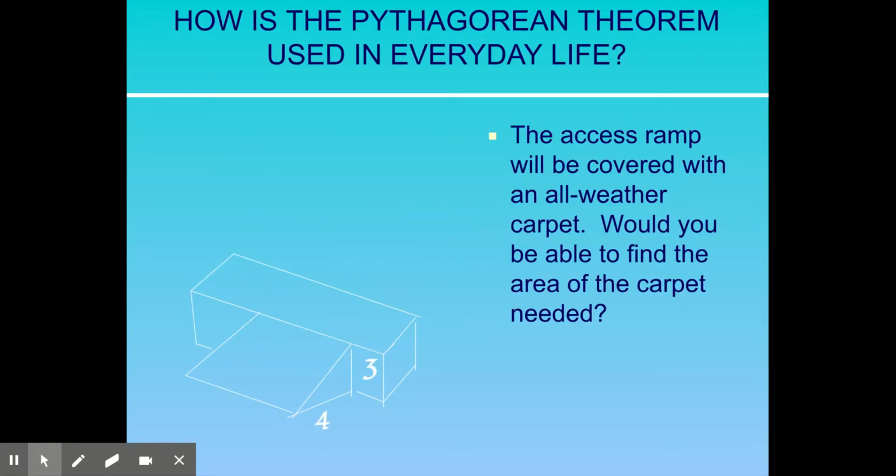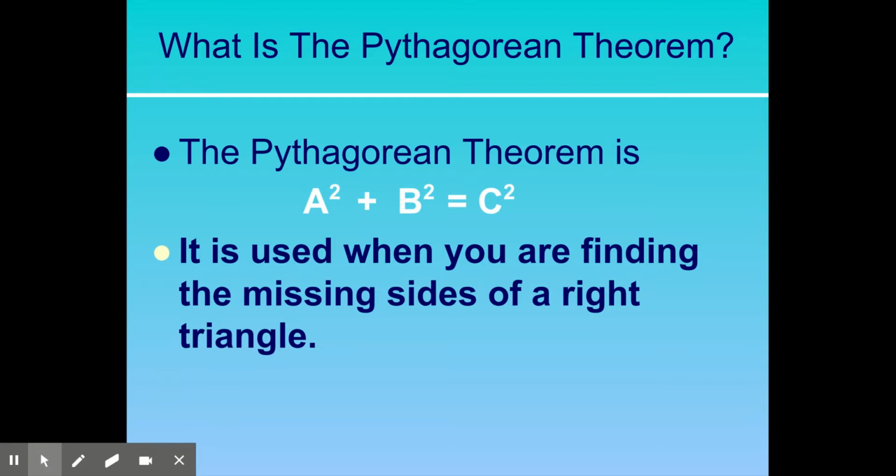Let's get started. So, how is the Pythagorean theorem used in everyday life? This access ramp, you've seen access ramps. They're usually made for handicapped people so they can wheel their wheelchair up, or for skateboarding. Those are things we use in everyday life, and we use the Pythagorean theorem to create them, right? So the access ramp will be covered with an all-weather carpet. Would you be able to find the area of the carpet needed? That's what you use the Pythagorean theorem for.